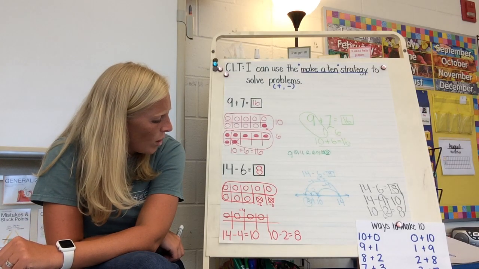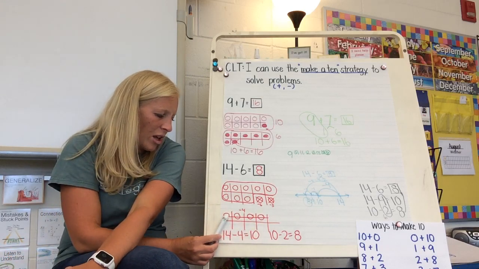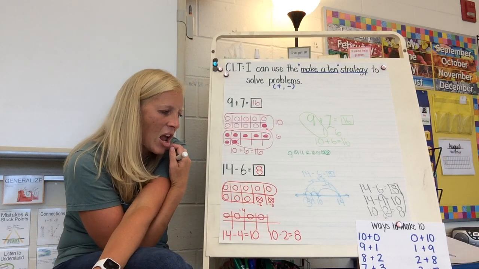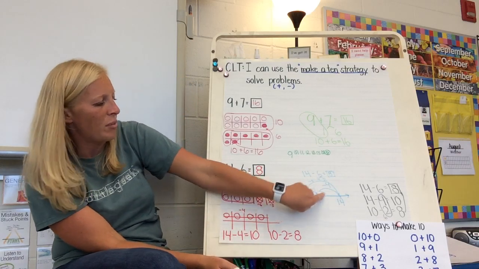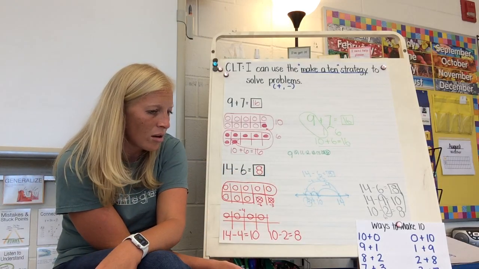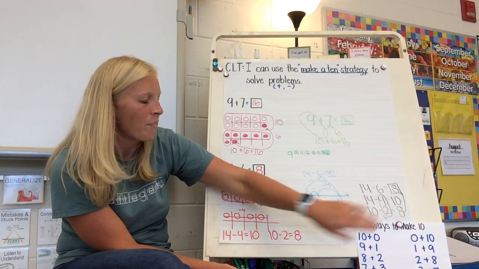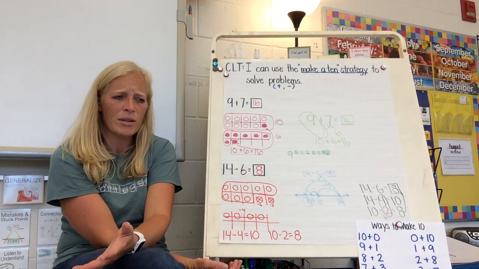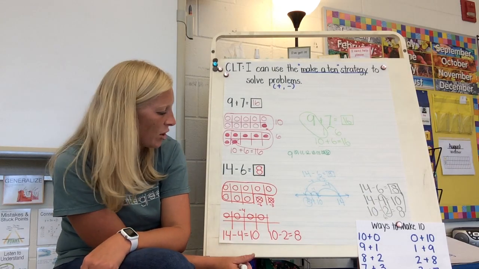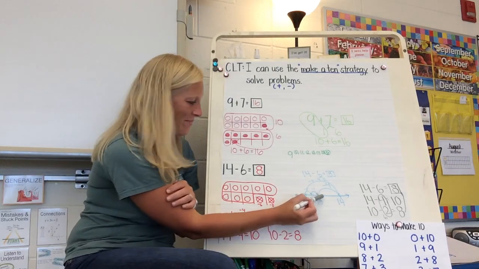Yeah. Where is the takeaway 4 in this one? They crossed it off so that they only had that 10 frame. Where is the takeaway 4 in the number line? The big jump. Where's the takeaway 4 in using the equations? Absolutely. What else is the same? They still had to take away 2 more. There's the 2.